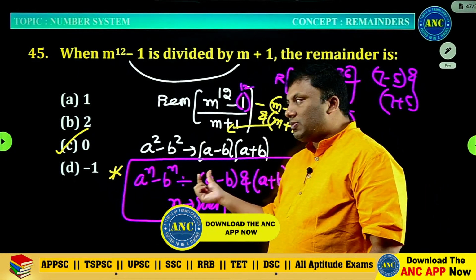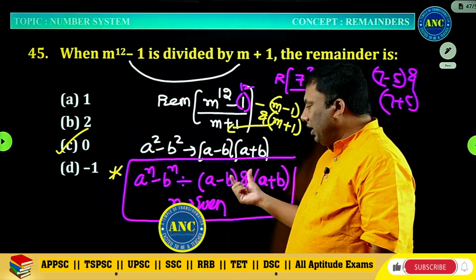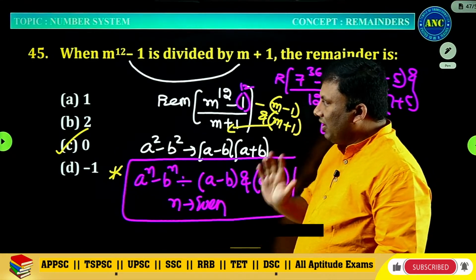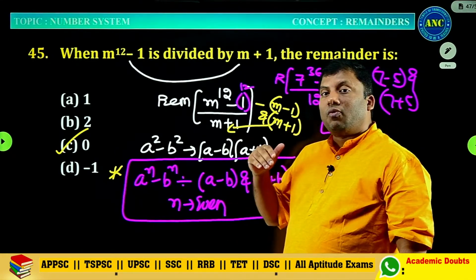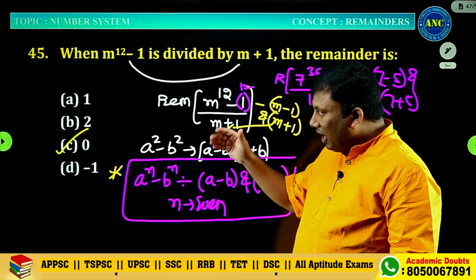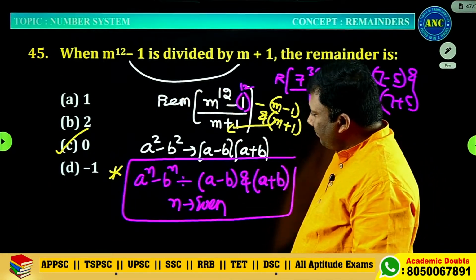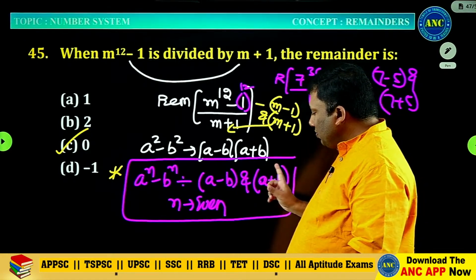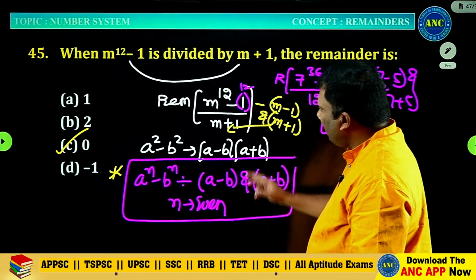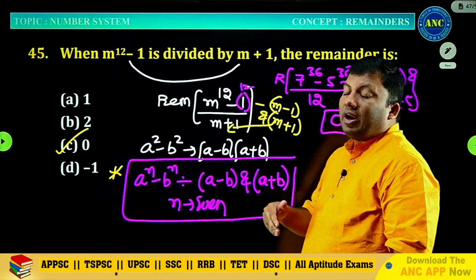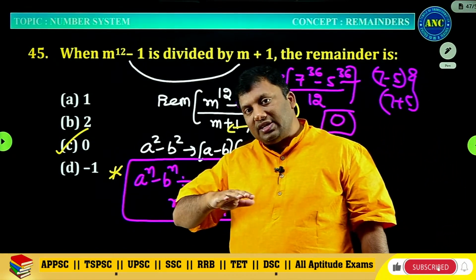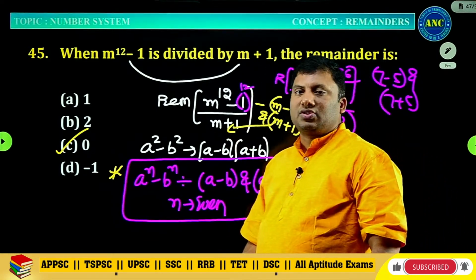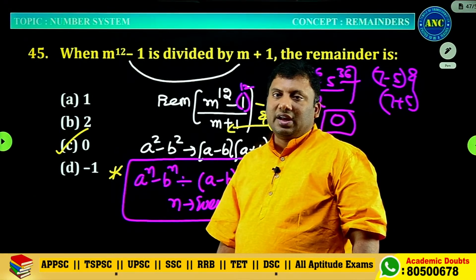a^n minus b^n is always divisible by a minus b and a plus b when n is an even number. Sir, what will happen if it is an odd number? I will get to that problem, then I will discuss. So m^12 minus 1 can be written as m^12 minus 1^12, so it is divisible by m minus 1 and m plus 1. The denominator anyway has m plus 1.